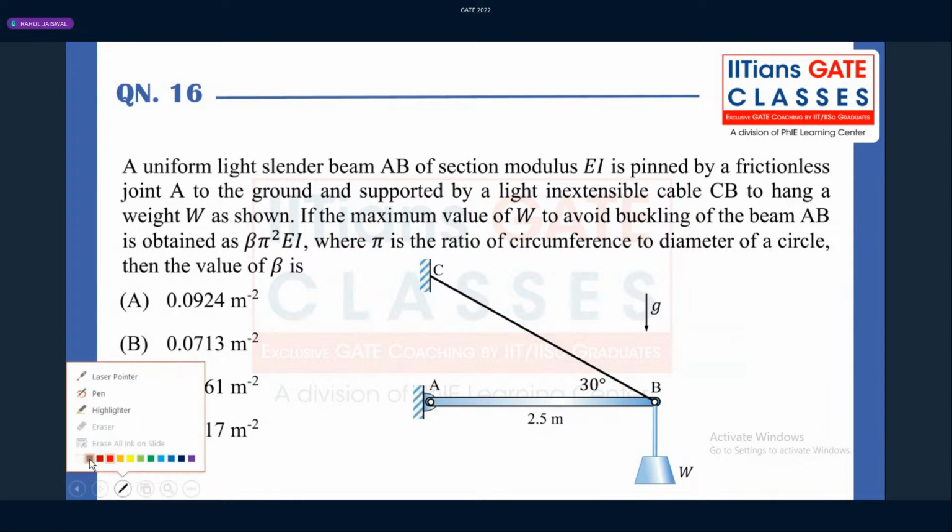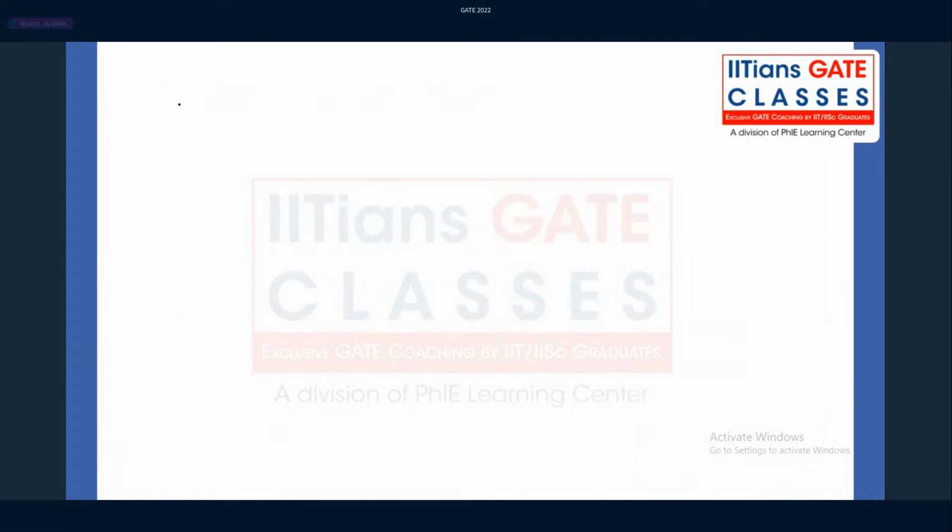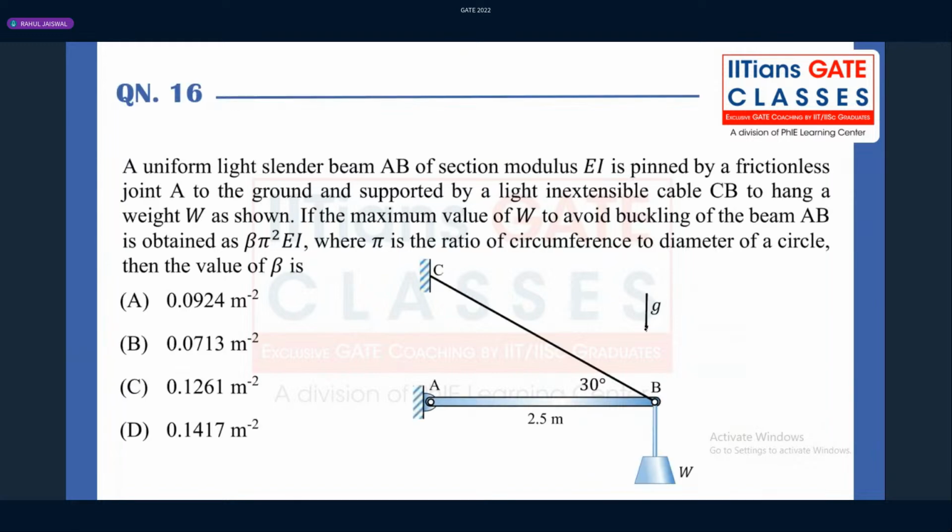You can just note down this diagram. This is the beam AB which has been pinned at joint A as well as at joint B, where at B it is connected with the load W as well as the inextensible cable CB. If I draw the free body diagram of joint B, one more thing: they have mentioned that g acts in the downward direction, that means it is in the vertical plane, not in the horizontal plane.